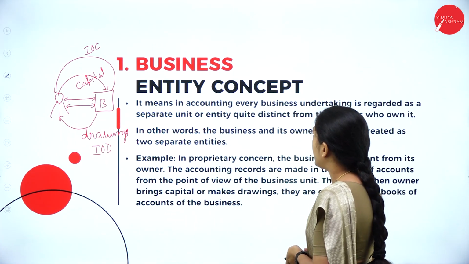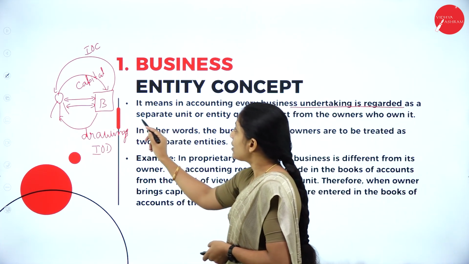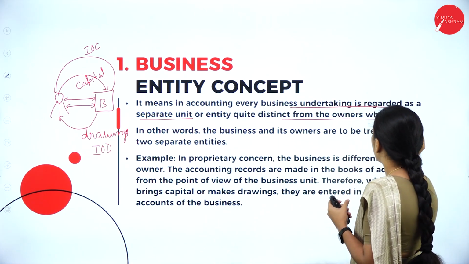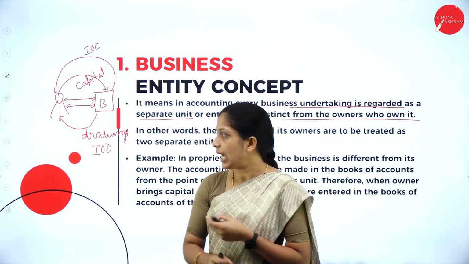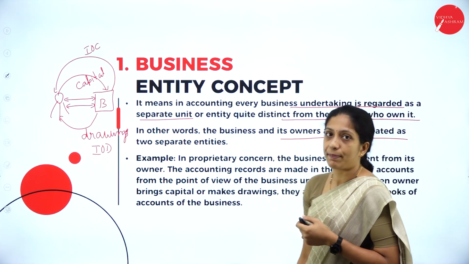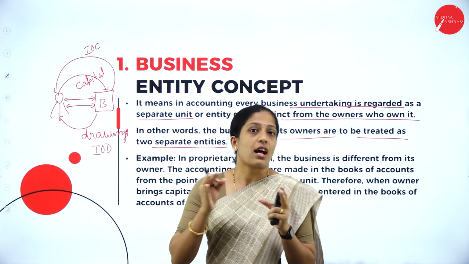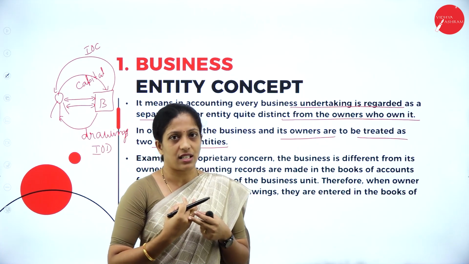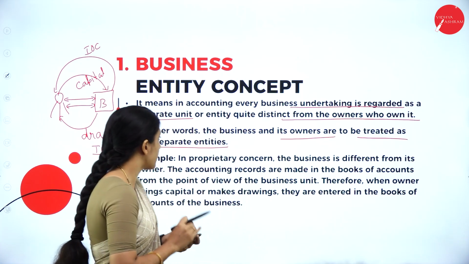So it means that in accounting, every business undertaking is regarded as a separate unit. Each and every organization is treated as a separate unit or entity, quite distinct from the owners who own it. They are two different entities. In other words, the business and its owners are treated as two separate entities. By this example, you would have understood, right? Business and owners are not one and the same. If it is my business, I can't tell that whatever belongs to my business is mine. Me and my business are not one and the same. They are two different entities.